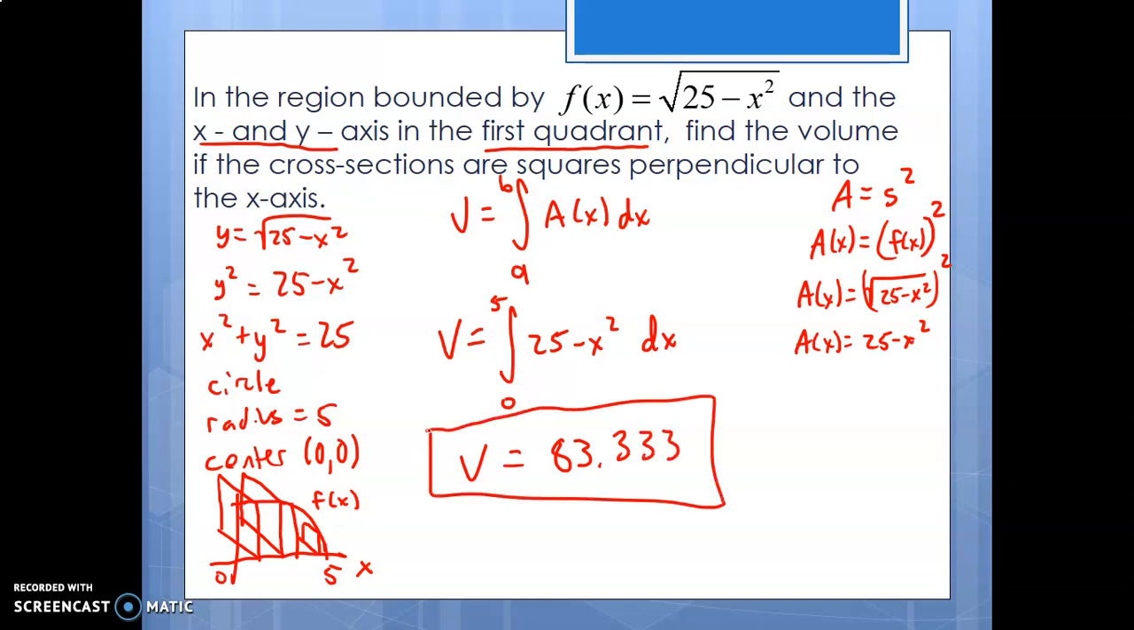So again, you're just going to need to figure out a formula for the area. In this case, it was just a square, so you have to figure out where the side is. The side is just f of x in this case, and then we're going to square that. All right, let's look at a few more examples.